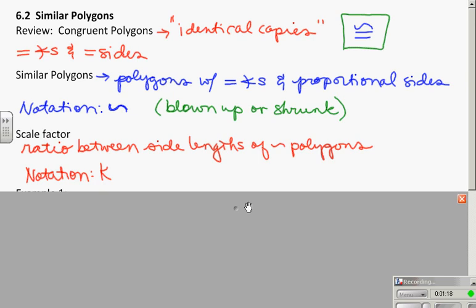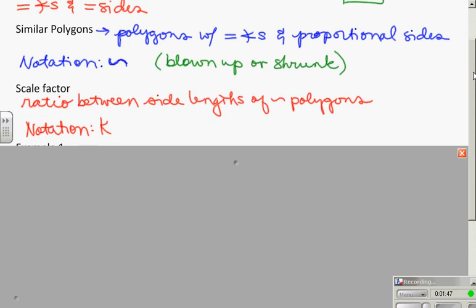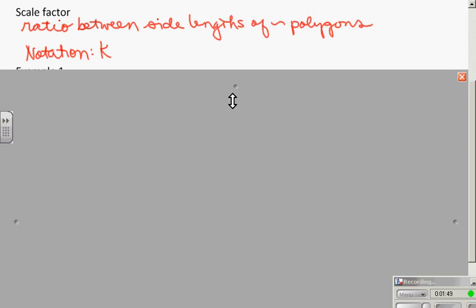Scale factor is an important term we're going to be talking about, and that is the ratio between side lengths of a similar polygon. That's how much we are going to blow it up or shrink it. So our scale factor would be 2 if we make it all twice as big. Our scale factor is 1/4 if we shrink everything by 1/4. Now, K is typically used as a variable for scale factor. So if you see "what is K" or "K equals," they're referring to scale factor. That is the standard variable associated with that.